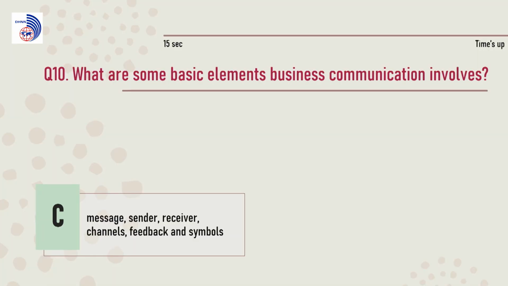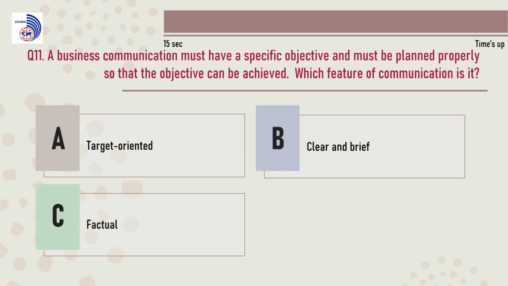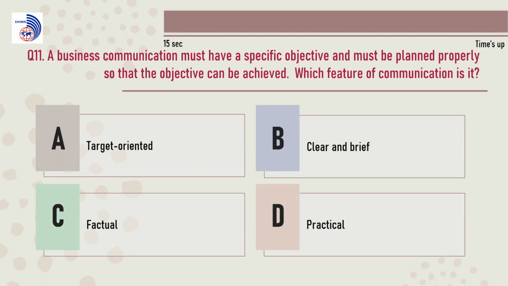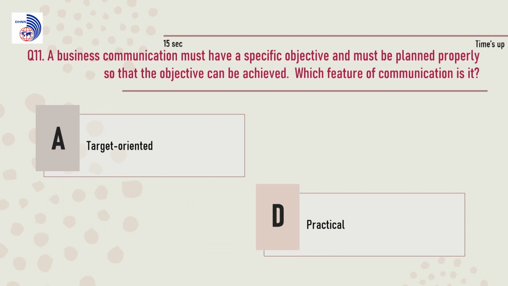So the next question, question number 11. A business communication must have a specific objective and must be planned properly so that the objective can be achieved. So what feature of communication is it? You have A, target-oriented, B, clear and brief, C, factual, and D, practical. So 15 seconds is there for you, and I suppose you got the correct answers right away. The correct answer is A.